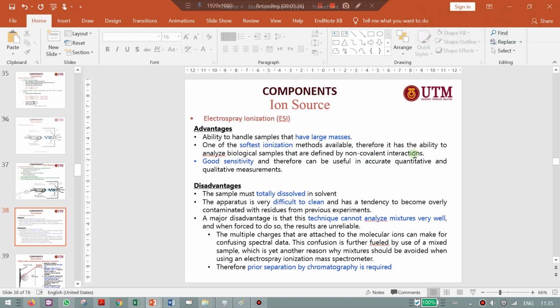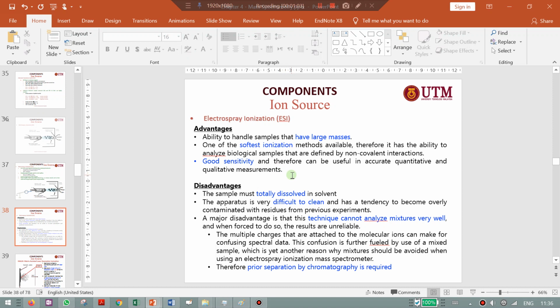If it were covalent bond, we have metallic bond and so on. It also has good sensitivity and therefore can be useful in accurate quantitative and qualitative measurement. With very good sensitivity, the error of the ESI is much less, so we can get better accurate quantitation. So the reproducibility and repeatability of the ESI is very good.